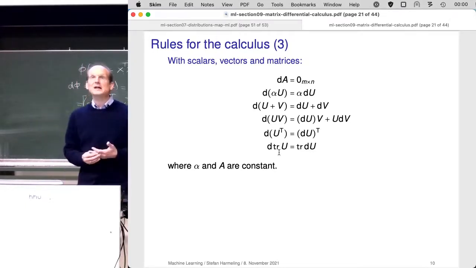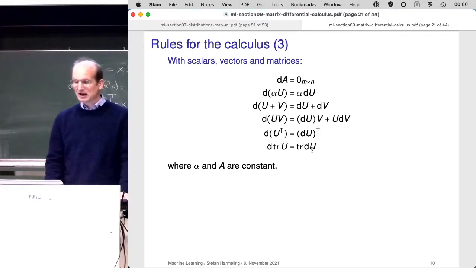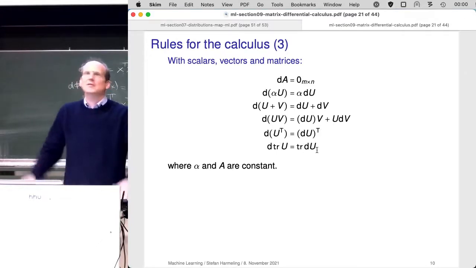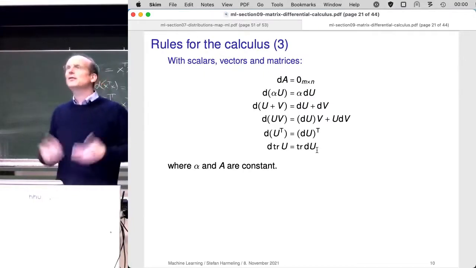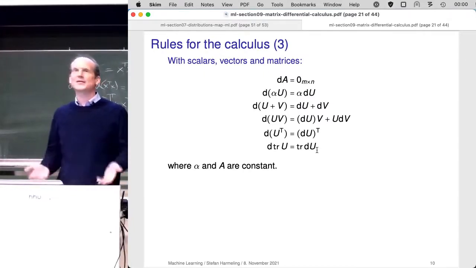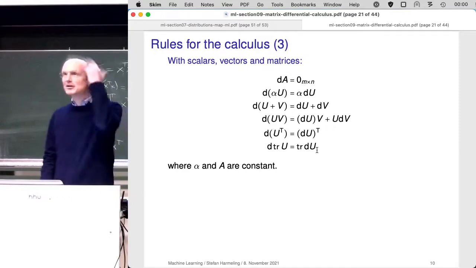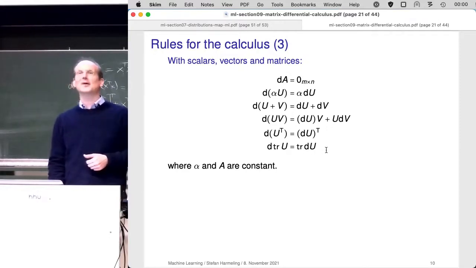The d of the trace of U is the trace of d of U. That might be the first non-trivial formula. However, I guess you never thought about taking the derivative of a trace of something, so there's no knowledge in your brain already. So just store this one.